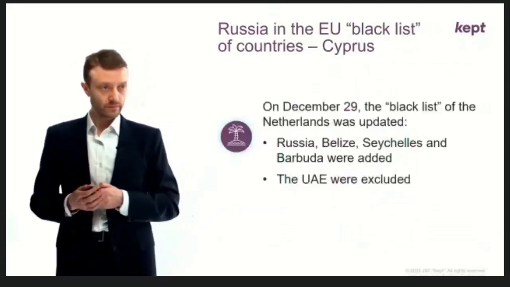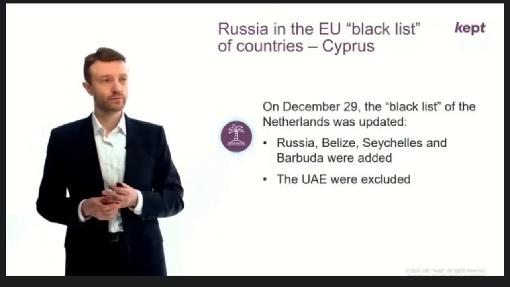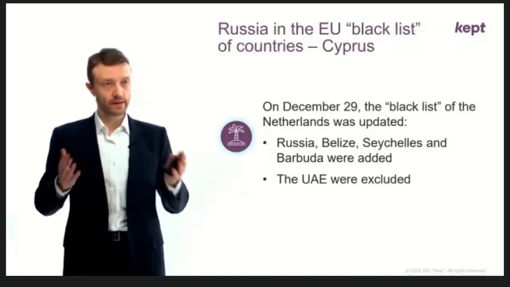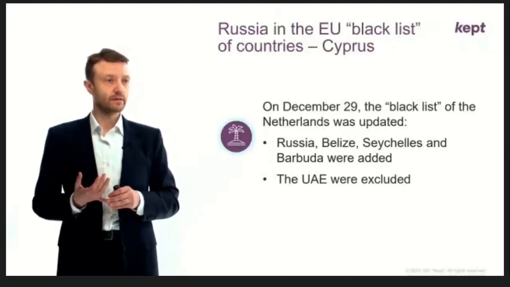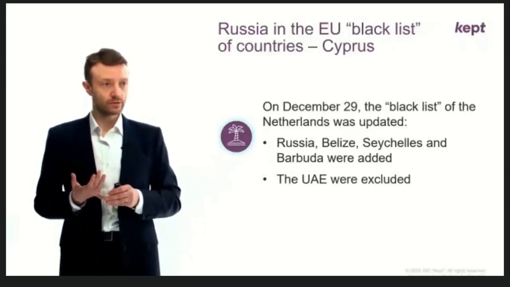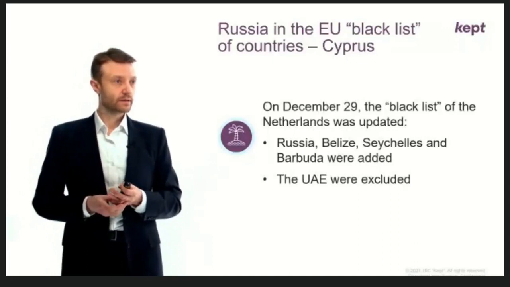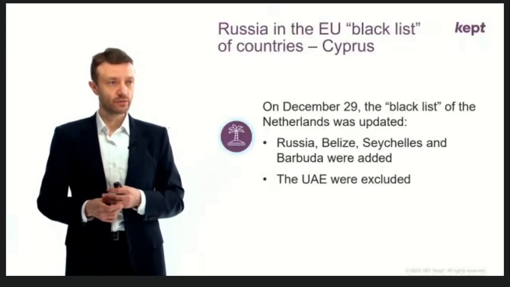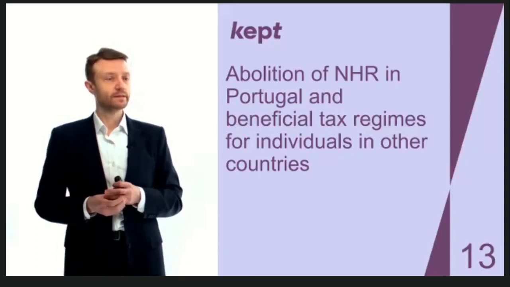But okay. In the Netherlands, the blacklist situation is more predictable, because the Netherlands update their own blacklists, and they even expand it compared to the European Union's list. At the end of December, the Netherlands updated their list and included Russia as well as a few other states into it, while the United Arab Emirates were excluded. The list applies starting 2024. So in the Netherlands, the implications, including withholding tax, start to apply this year.